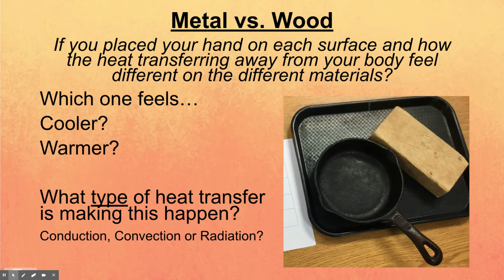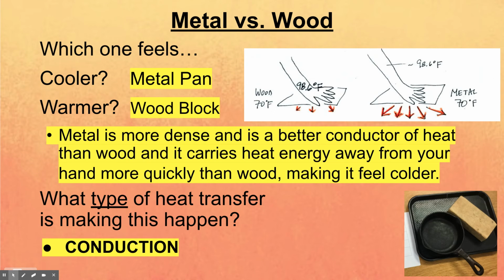So remember, you're placing your hand on each one. So they are in direct contact. Direct contact with a D, right? So it is going to be conduction. And the one that feels cooler is actually the metal pan. A lot of people guess that because they think it's going to be hot because we cook with a pan, but it's going to be cooler. And then the warmer feeling one is going to be the wooden block.